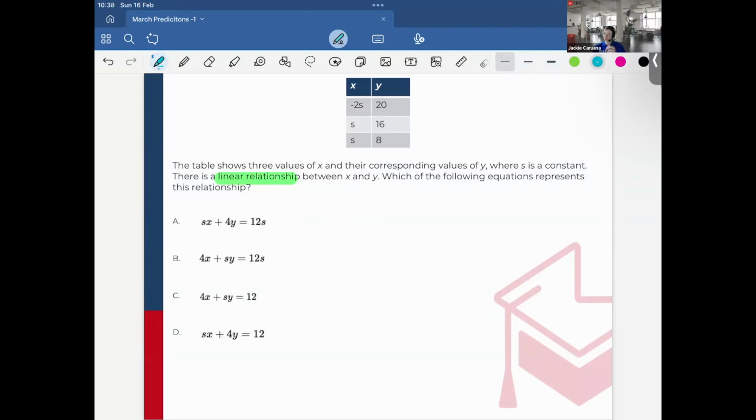A valid approach and maybe a quick approach would just be to plug in the coordinates, for example, like -2s and 20, and see which one would be a point on that line. So for example, here, if I plug in s, -2s for the x value, plus 4 times 20, I want to basically see if this is going to equate to 12s. This would give me -2s squared plus 80, which does not equal 12s. So not like in option A.